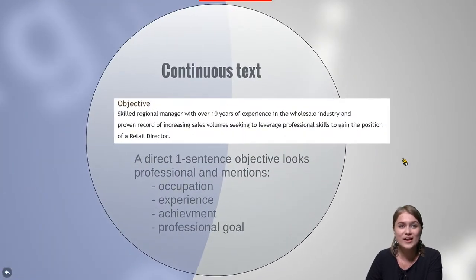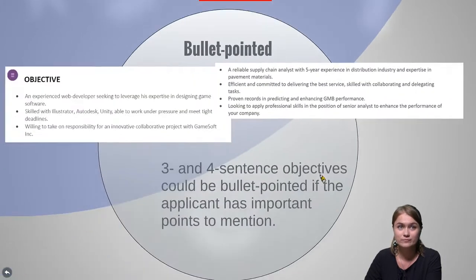So this is a great example of a continuous text objective that only has one sentence and looks very professional, yet it mentions the occupation of the applicant, regional manager, experience, 10 years, achievement, proven record of increasing sales, and also professional goals. Here, the professional goal is the job that the person is trying to gain.